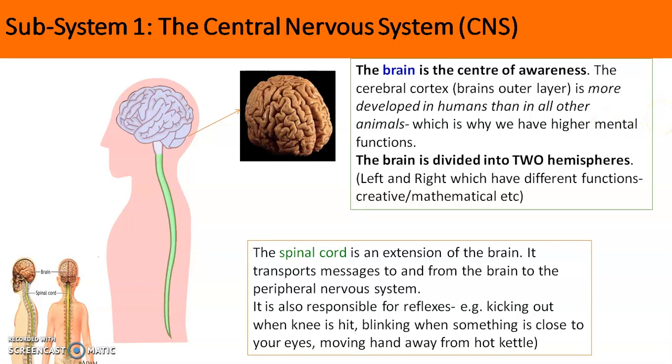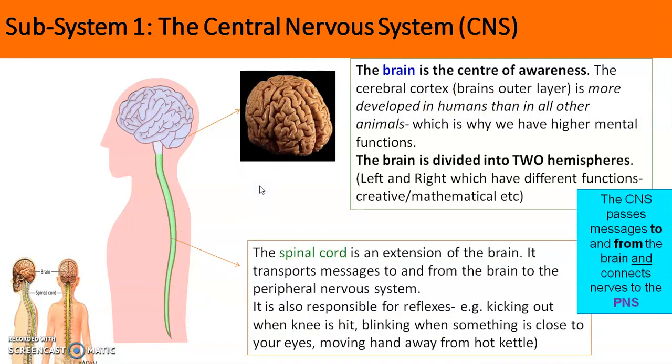The spinal cord is an extension of the brain and it's important in transporting messages. So it's pretty much responsible for reflex actions. So what the central nervous system will do is it will pass messages to and from the brain and also connect different nerves to the peripheral nervous system. So the brain and the spinal cord are pretty important in being able to connect our nerves to another nervous system in our body to communicate to ensure that everything is working the way that it should.